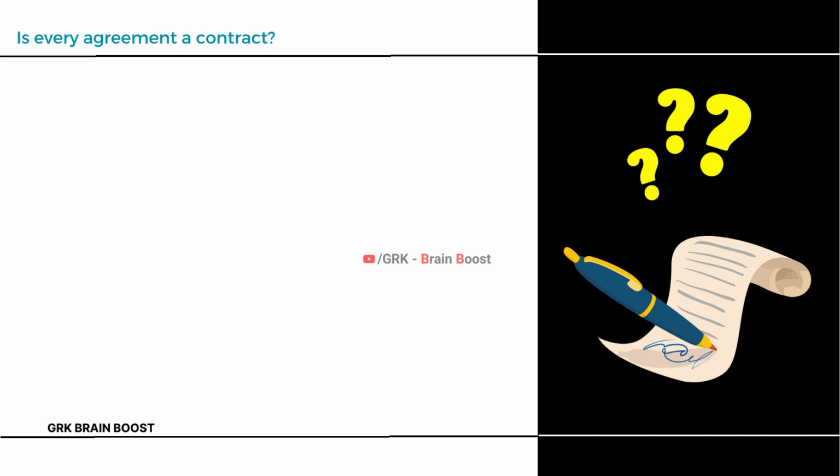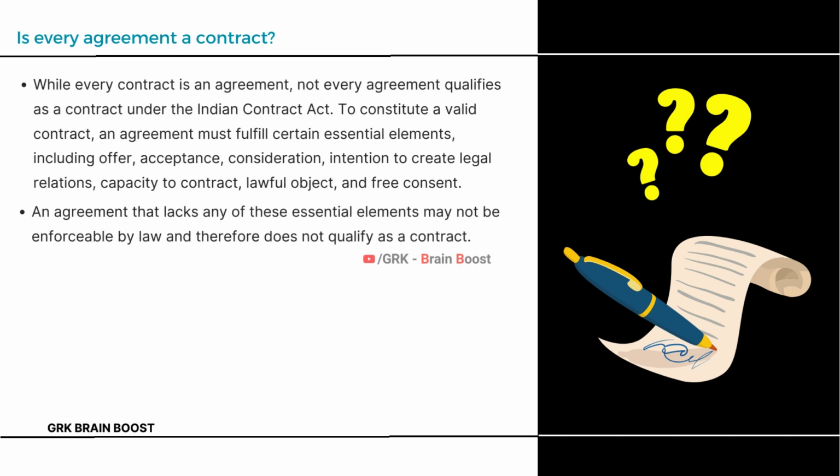Now, is every agreement a contract? While every contract is an agreement, not every agreement qualifies as a contract under the Indian Contract Act. To constitute a valid contract, an agreement must fulfill certain elements, including offer, acceptance, consideration, intention to create legal relations, capacity to contract, lawful object, and free consent.